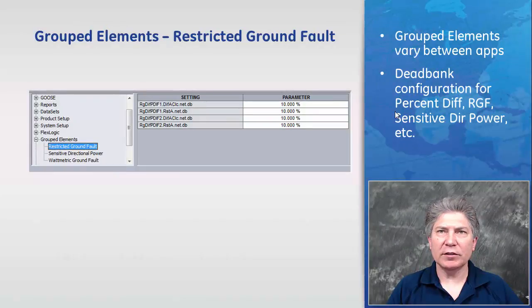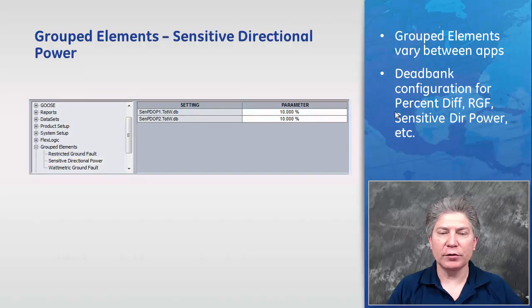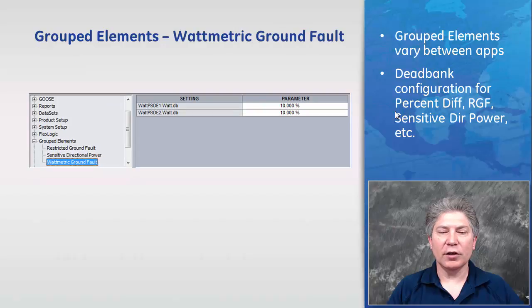Here we can see the setup for deadband for protection elements such as the restricted ground fault, the sensitive directional power, the watt metric ground fault. On the transformer ones, we can also see percent differential. So this one here is the restricted ground fault, the sensitive directional power, and the next one is the watt metric ground fault.